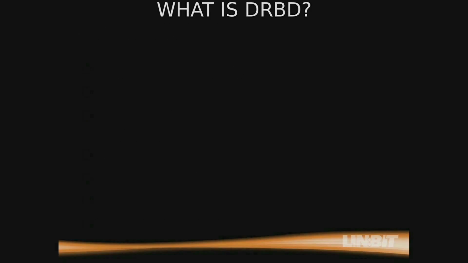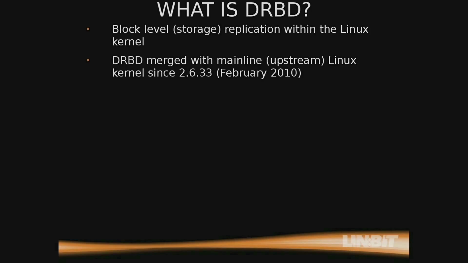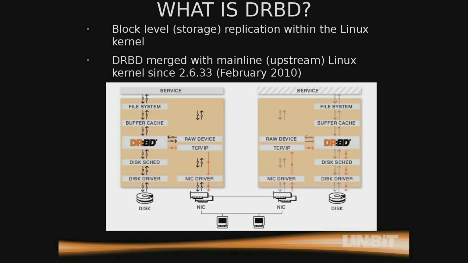Real quickly, what is DRBD? It is a block-level storage replication within the Linux kernel, completely software-oriented. It's been merged with the mainline kernel since 2.6.33. Many distributions already ship with it, but those that don't, you can add it real quickly with a kernel module.